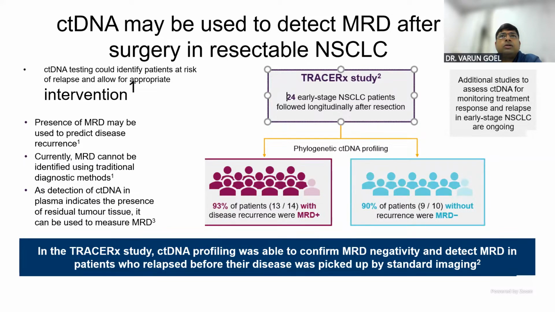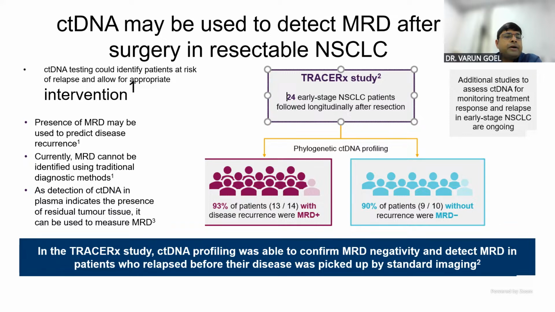After resection, if we have done ctDNA and it is negative, then most of the time those patients are not going to recur. But if ctDNA is positive, then most of the time those patients are going to recur. So in the TRACERx study, ctDNA profiling was able to confirm MRD if negative, and otherwise detected MRD in patients who relapsed before their disease was picked up by standard imaging. So it is obviously logical.